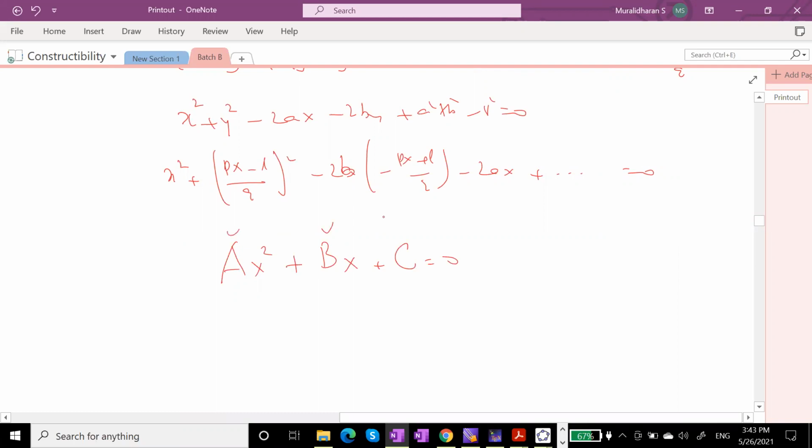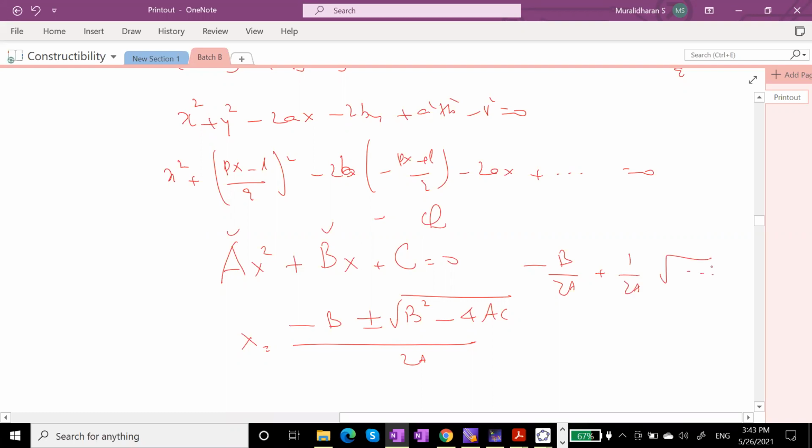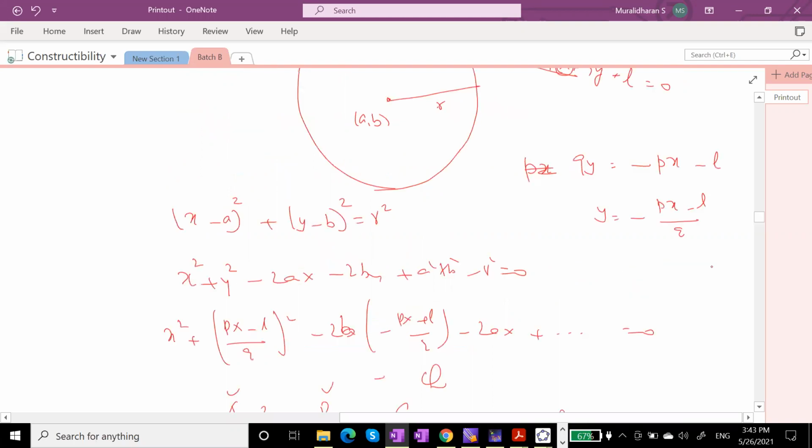What are a, b, c? They are all rationals. So my x will be minus b plus or minus root of b square minus 4ac, by 2a. That means if I write it as minus b by 2a plus 1 by 2a root of this one, I can only get points of this type.